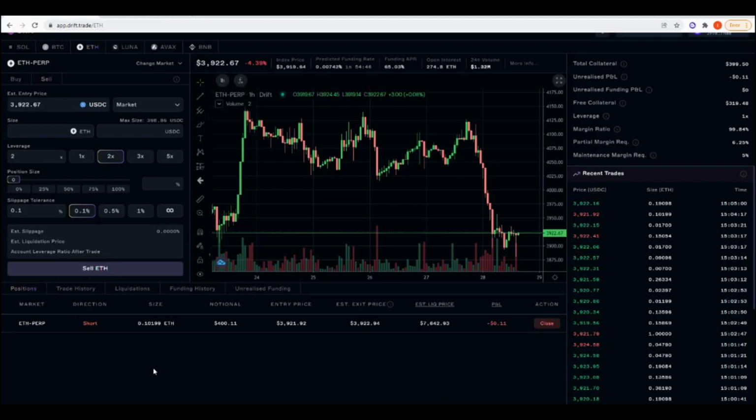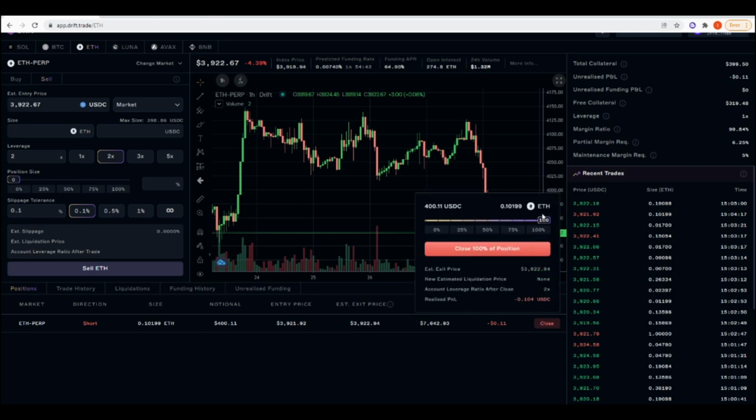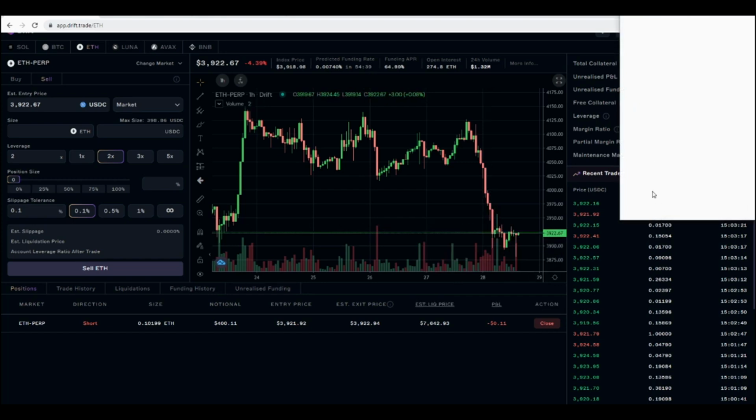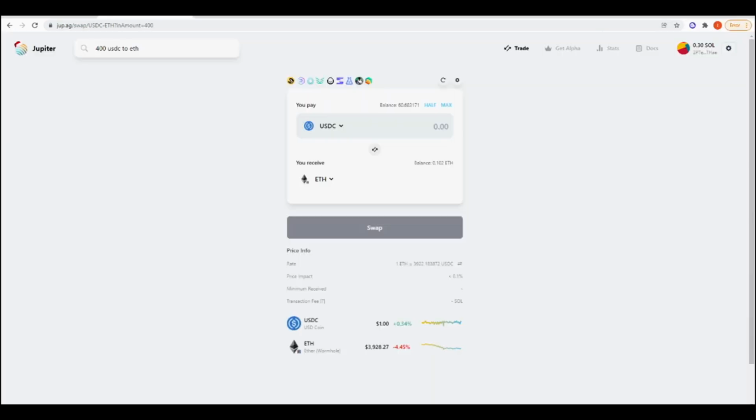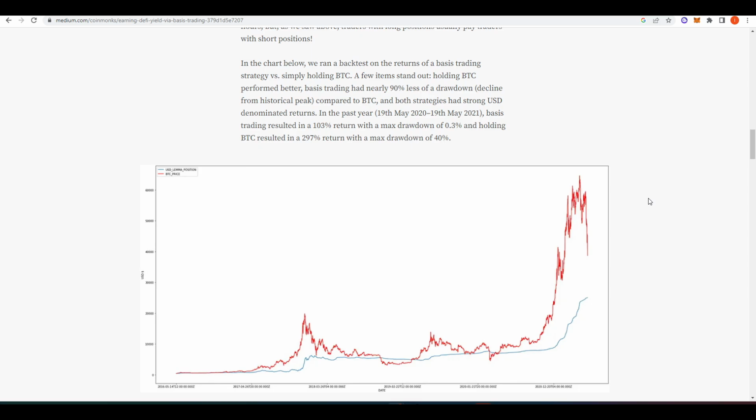And to unwind it, all you'd need to do is close this short position. So you could do it like this. Press close 100% of the position and then confirm it in your wallet. And then go ahead and sell the ETH that you have here as well. So that's how the trade is done.